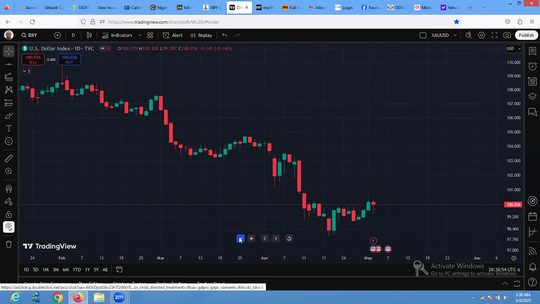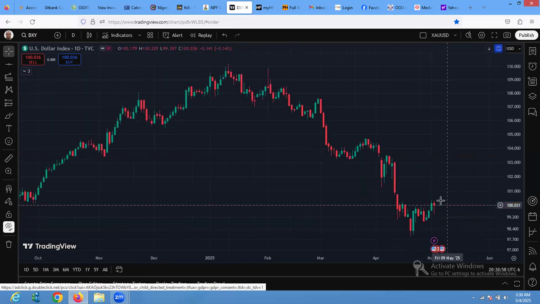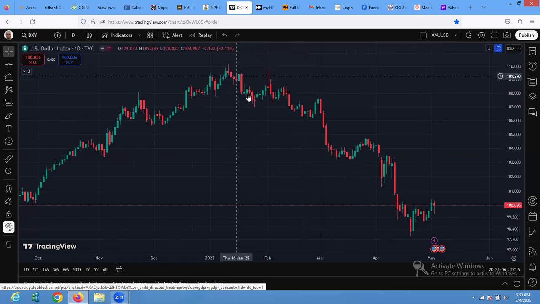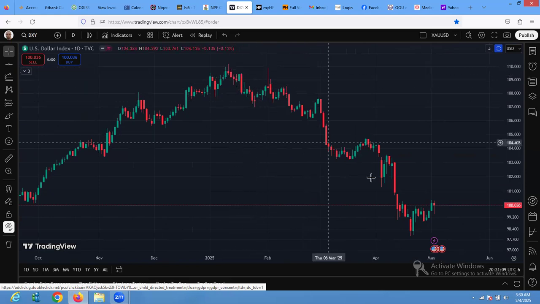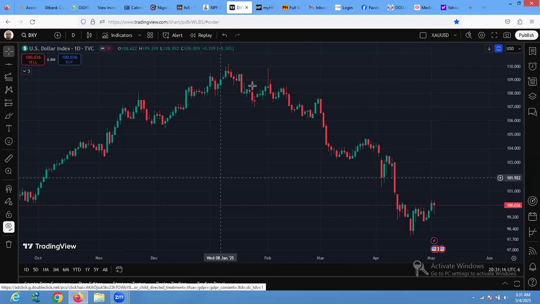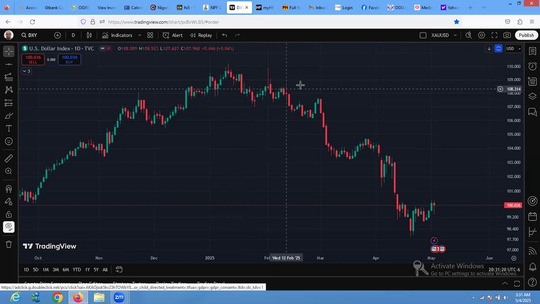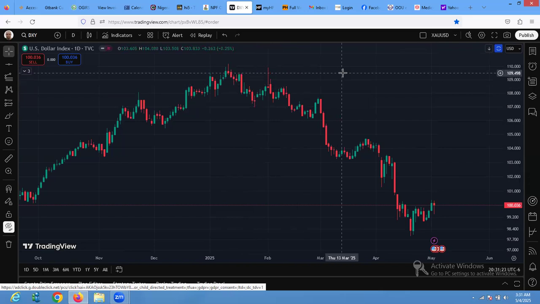Now, we still believe here that we have not finished this correction on the DXY. This is a wave 1, wave 2, and we believe that in the wave 3, 3, 4, 3, 5, then we are doing a major 4, something similar to this now.